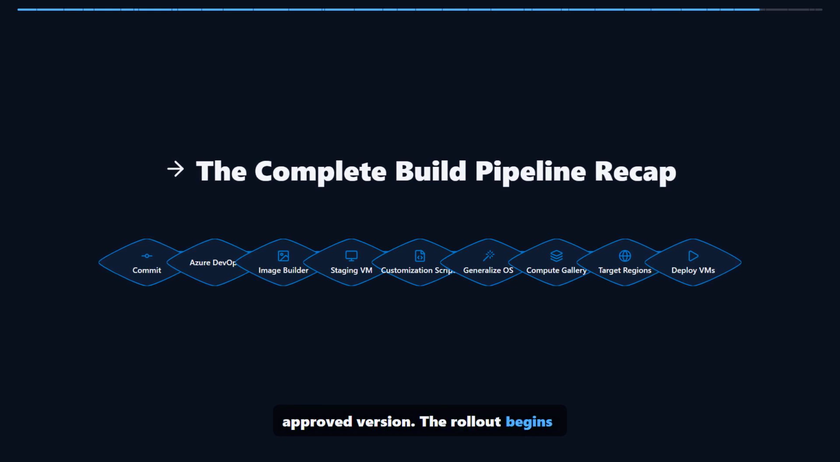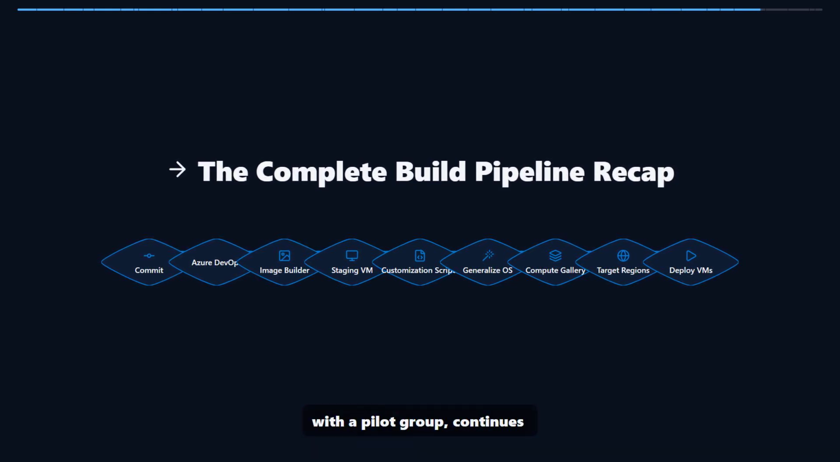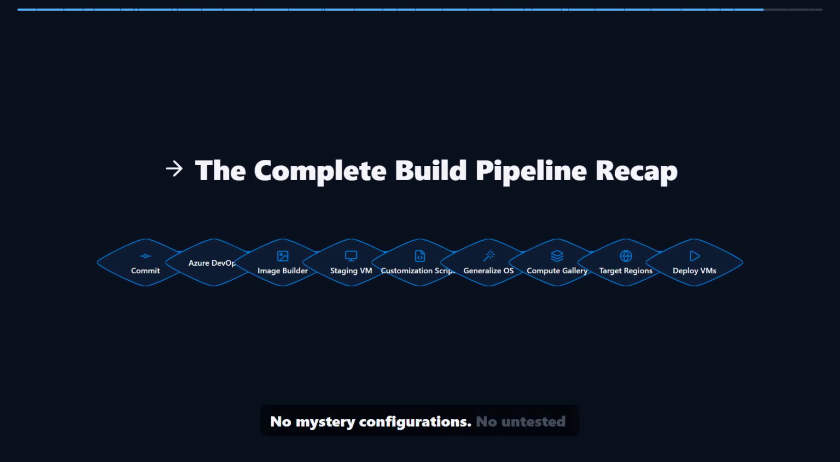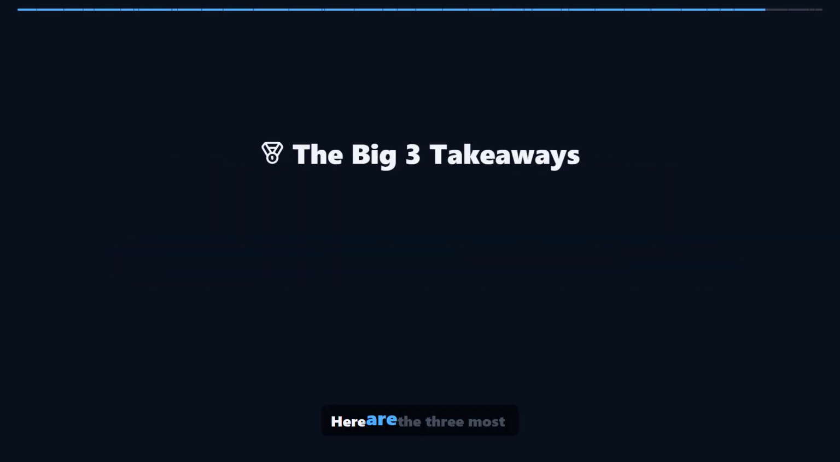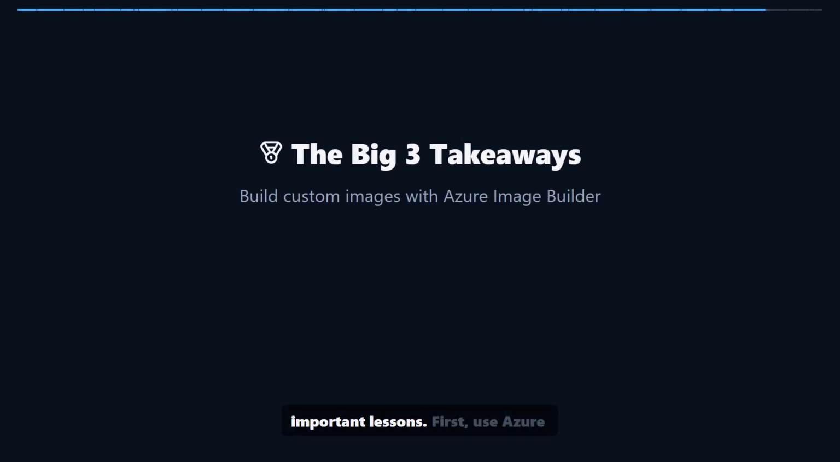The rollout begins with a pilot group, continues through controlled deployment rings, and preserves the previous version for rollback. No manual VHD copying. No mystery configurations. No untested version silently becoming production. Here are the 3 most important lessons.